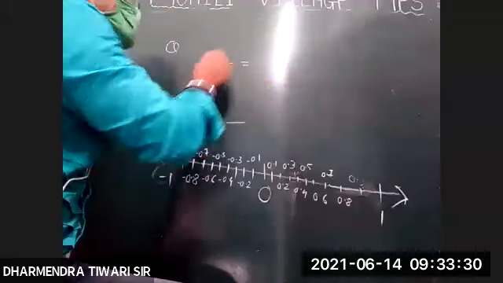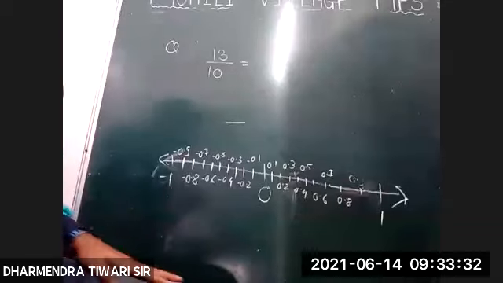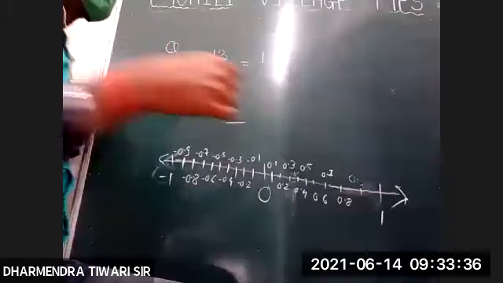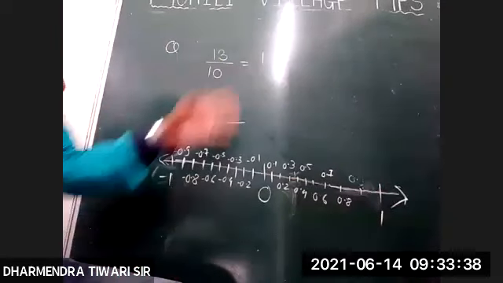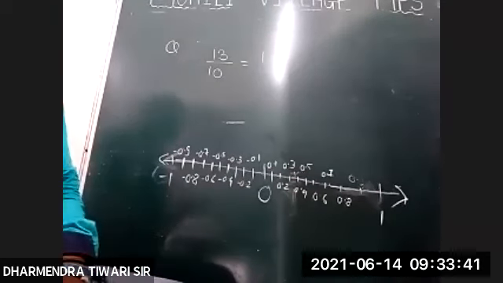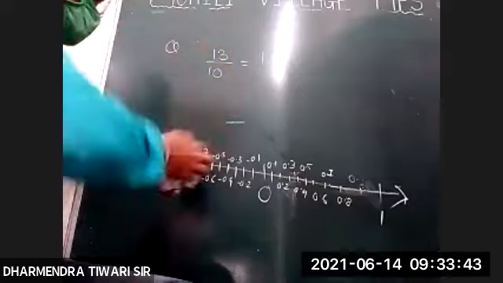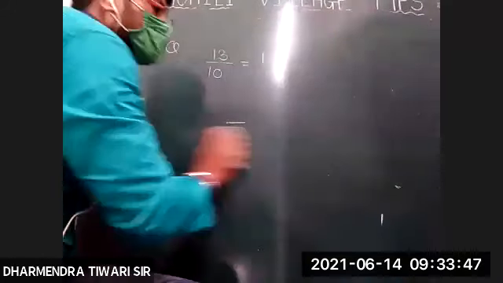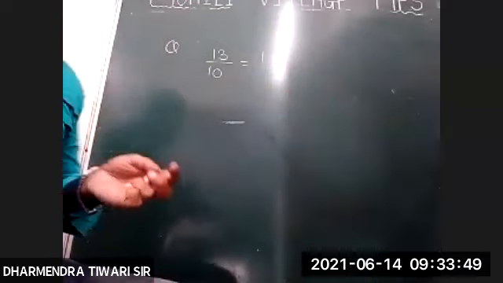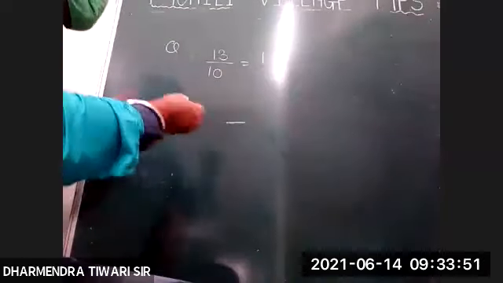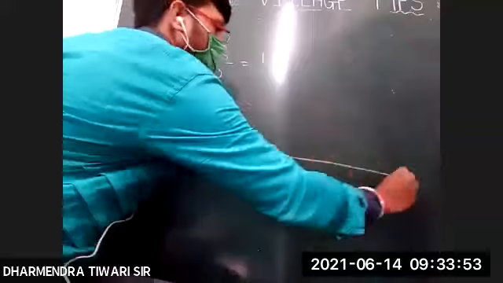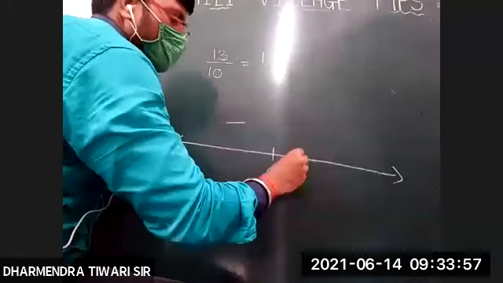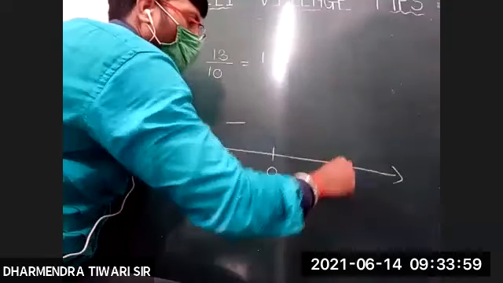Now we know that to divide any number by 10, we just apply a decimal point to the left, and you will get the number. So this is 1.3. We can see that 1.3 appears between 1 and 2. While drawing a number line, you can give a gap of 0.1 here also, no problem. This is your 0. Say this is your 1.